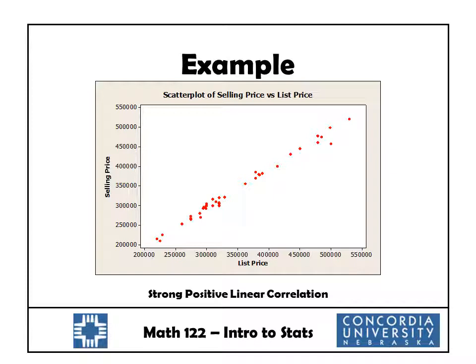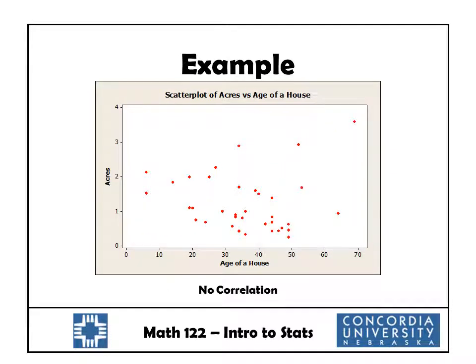So I say that those two variables of list price and selling price have a strong positive linear correlation. Here's a third example from that same set of data. We have acres of land on which the house sits versus its age. As we move from left to right, the age increases, but we don't really see any pattern there. Acres doesn't tend to increase or decrease or do anything. Those dots just are more or less randomly scattered about.